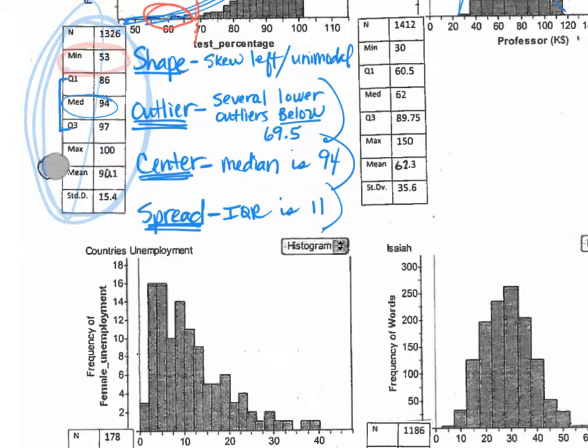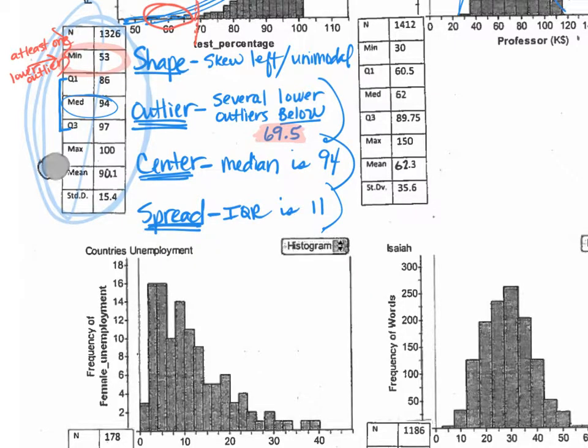This minimum. Because if this minimum is below our fence of 69.5, then that tells me for sure that I have got at least one lower outlier. Okay, so you can determine these outliers even if you did not have the picture.